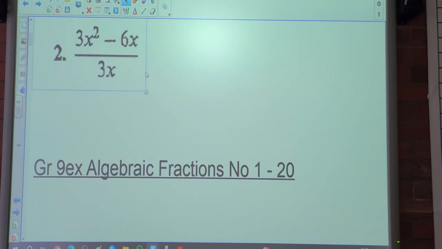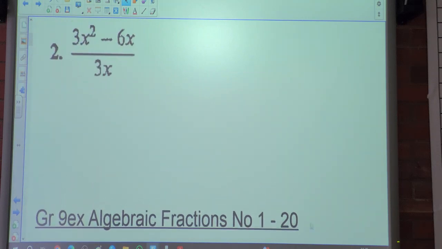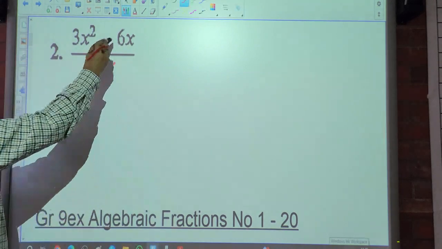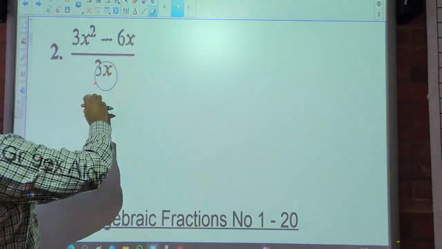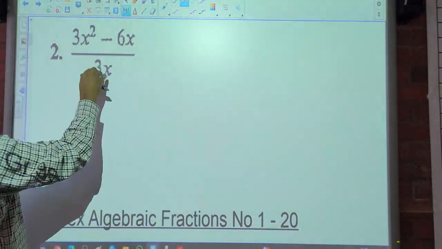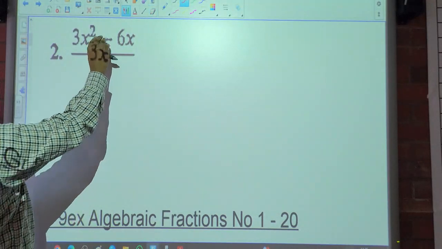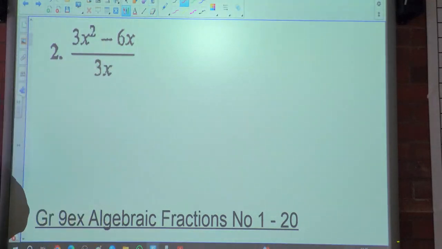Here we've got 3x squared minus 6x over 3x. People cannot cancel this here, the x and the... No, why not? Because there are 2 terms on top and 1 term at the bottom. Can you see that? Must be 1 on top, 1 at the bottom. Okay?